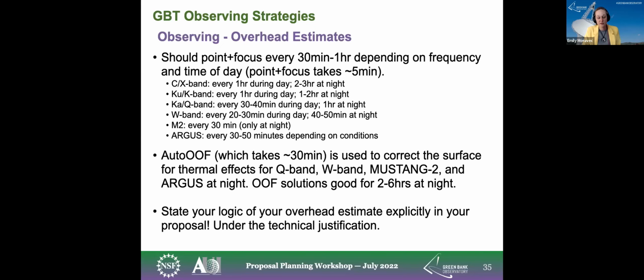So I will say, please do state the logic of your overhead estimate explicitly in your proposal. There's a technical justification section. Please write out explicitly, we're observing this many targets, and so we need to point and focus this many times, which will take this long. And so we do a total estimate of this for overheads, because as staff, we go through and check that and make sure you have enough overhead time. So it really helps to explicitly see your logic of why you're requesting a certain amount of time and a certain amount of overhead time.